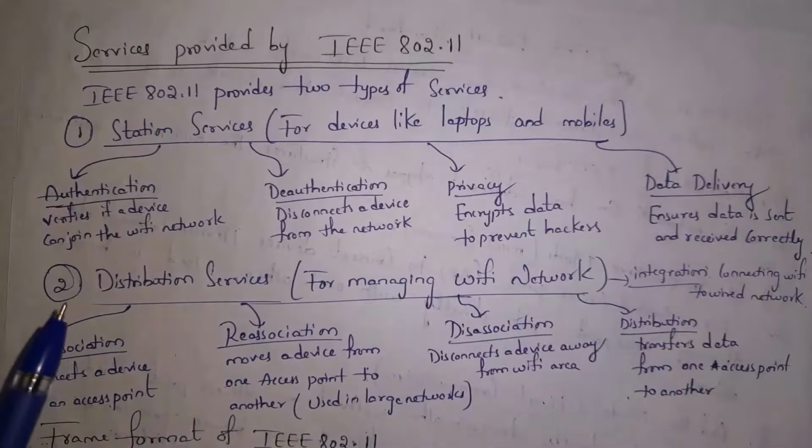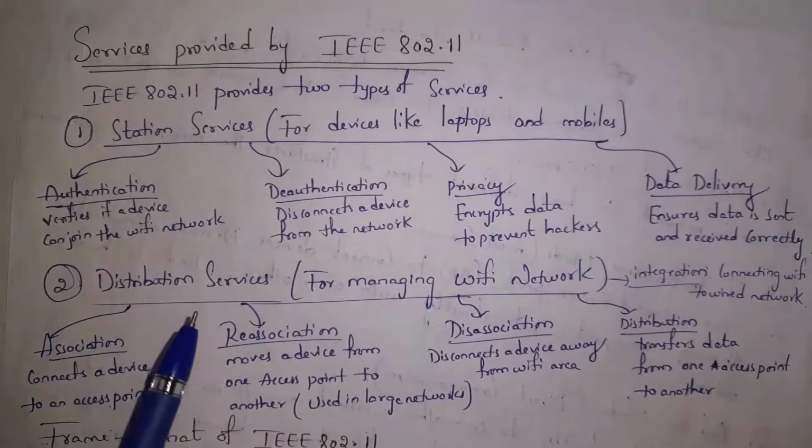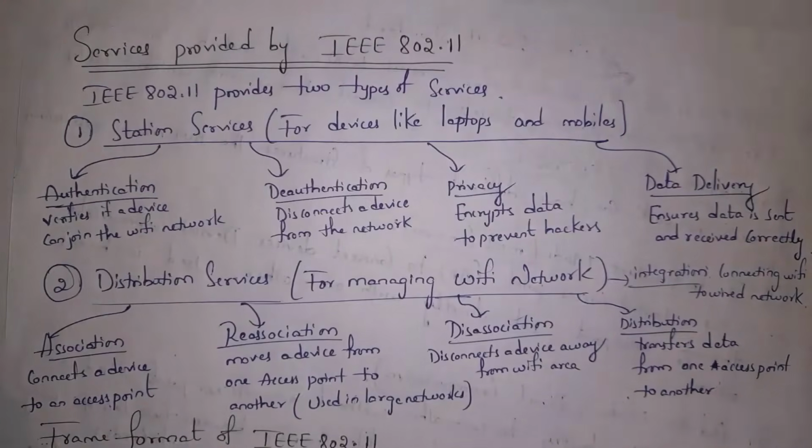Whereas if we move our device from one access point to another access point, then we call it reassociation. And whenever we take our device far away from the network, then our Wi-Fi will be disconnected. We call it disassociation. If we transfer our data from one access point to another access point, then it is known as distribution. And the next one is integration. If we connect our Wi-Fi to any wide network, then we consider it as integration. These are various distribution services.